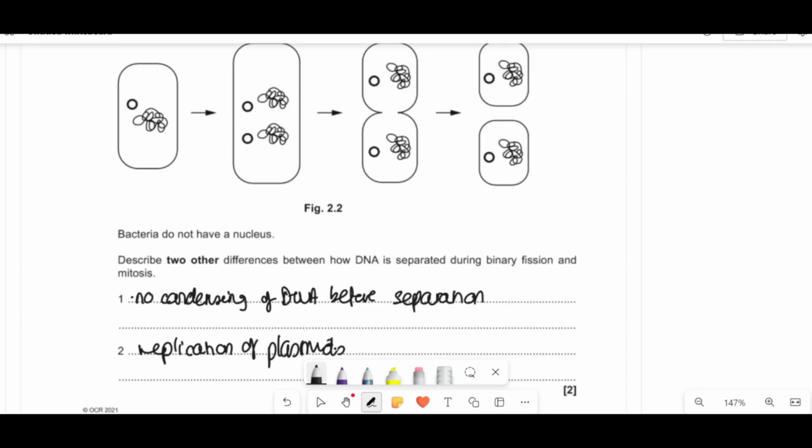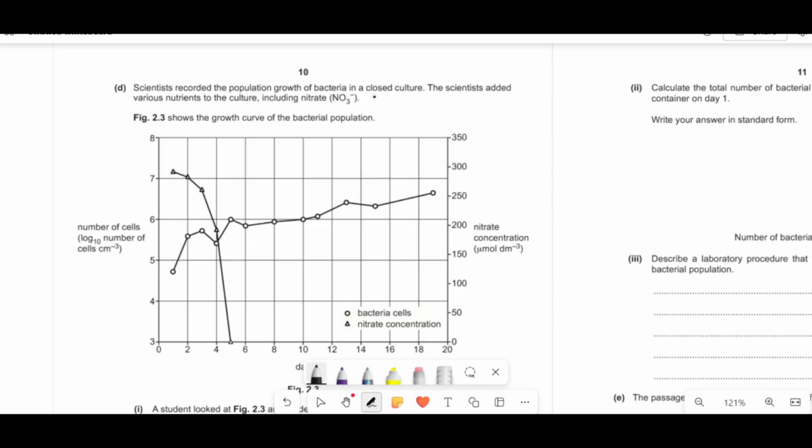Other things you could say as well is that there's no metaphase bit. They don't line up in the middle, and there's no spindle fibers, and there's no separation of chromatids. It's literally just a loop of DNA, and a bit more plasmids, split. There you go. So scientists recorded the population growth of bacteria in a closed culture.